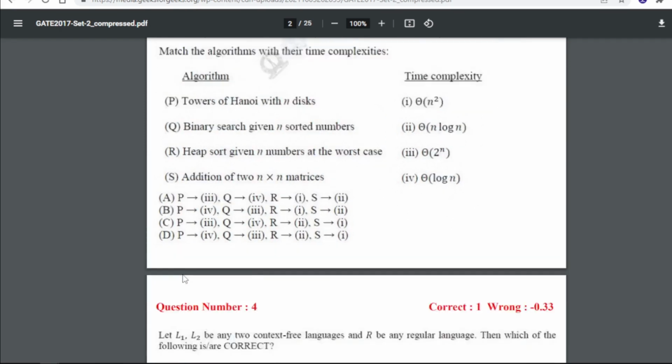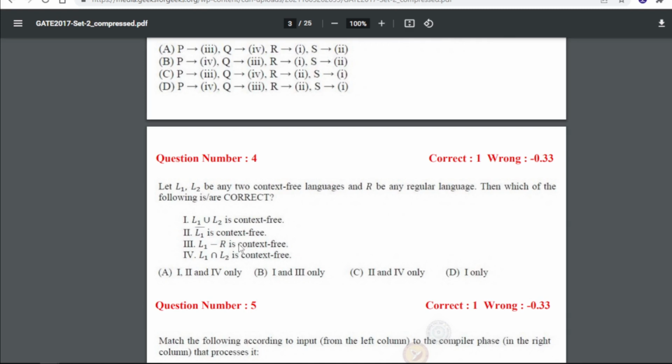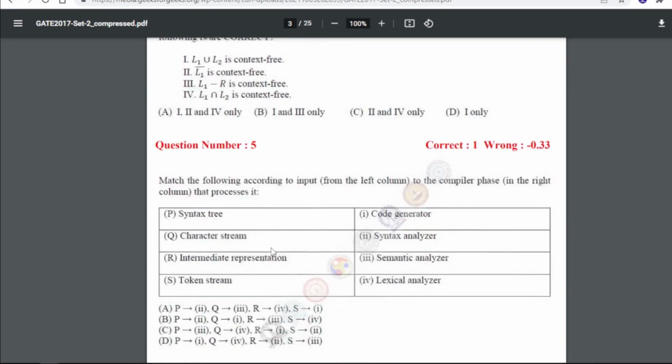Now question number 4 is let L1 and L2 be any two context free languages and R be any regular language, then which of the following is correct? So for this particular question our answer is basically B, that is 1 and 3 only. So one is L1 union L2 is context free, and third is L1 minus R is context free. So these both are correct.